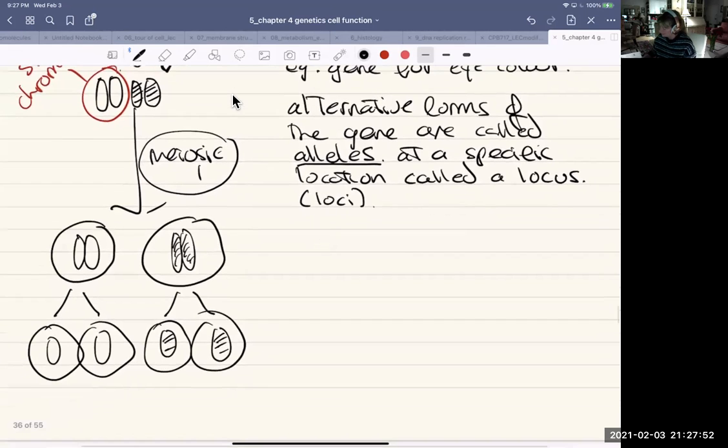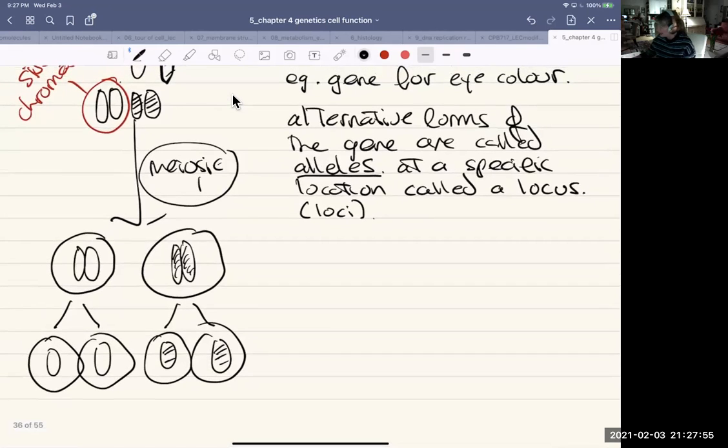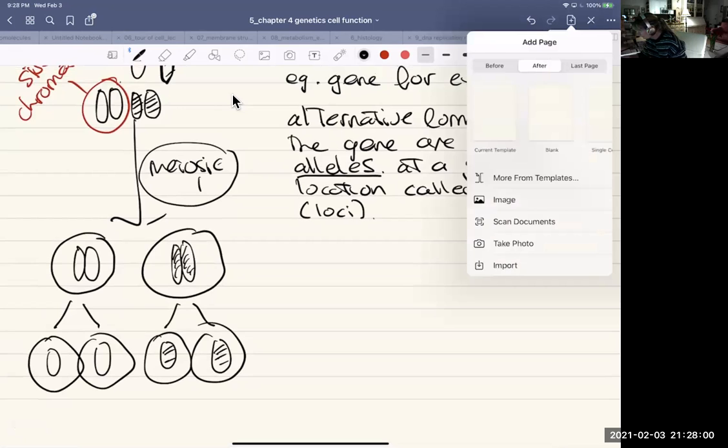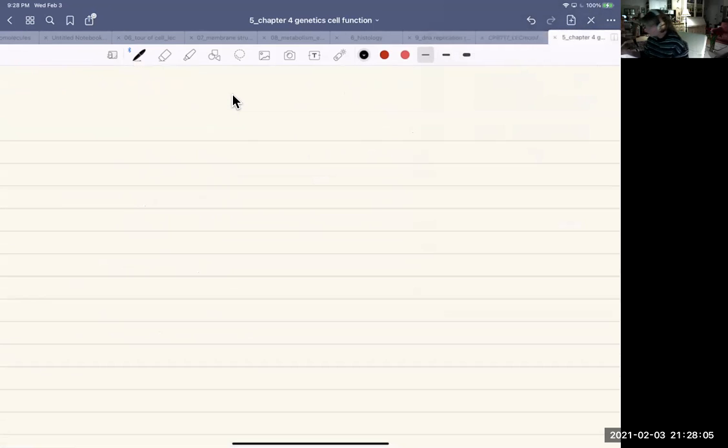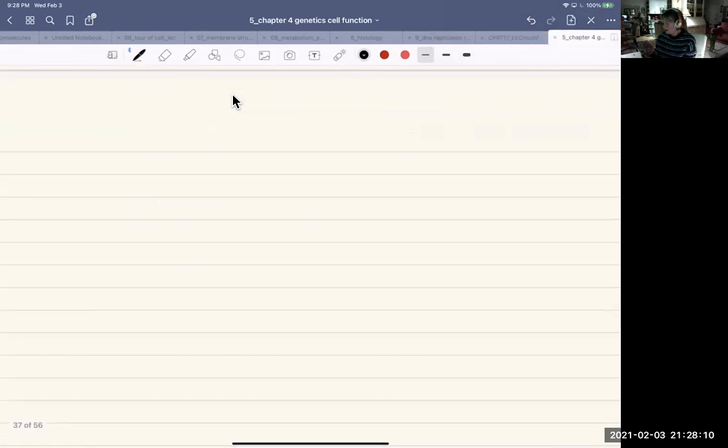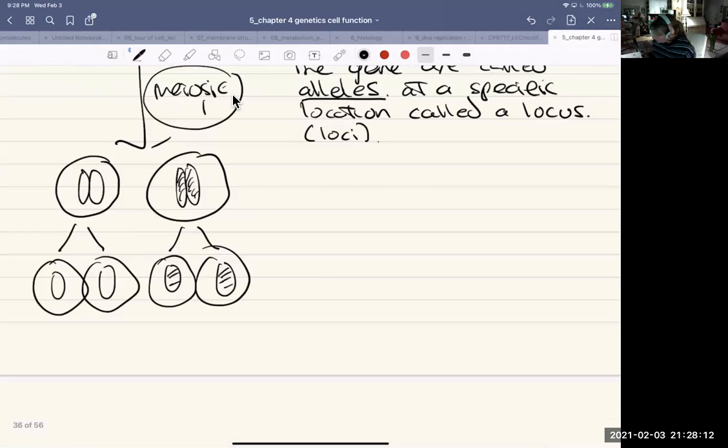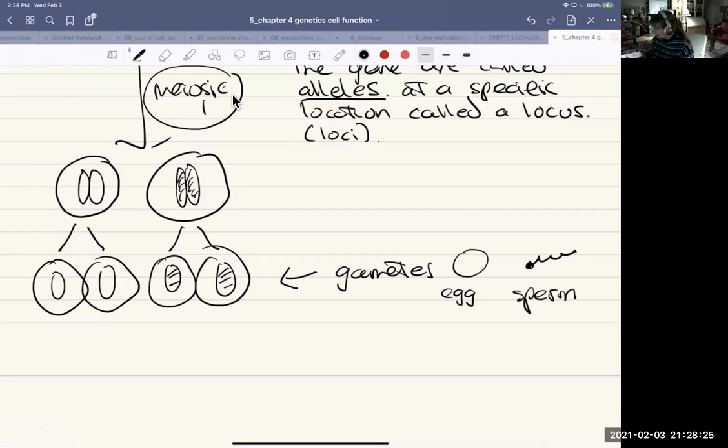And then when it comes time for fertilization, those chromosomes will come together again. So what these are here are gametes. They are either an egg or a sperm, depending on whether, of course, the person is male or female.